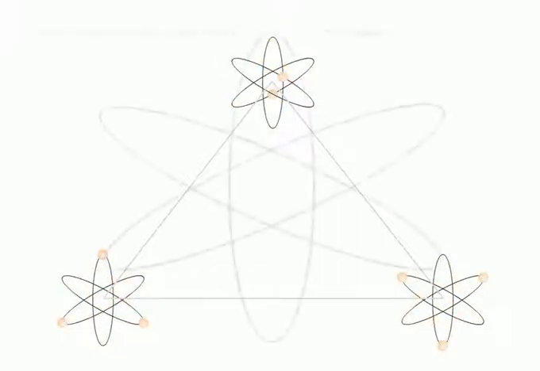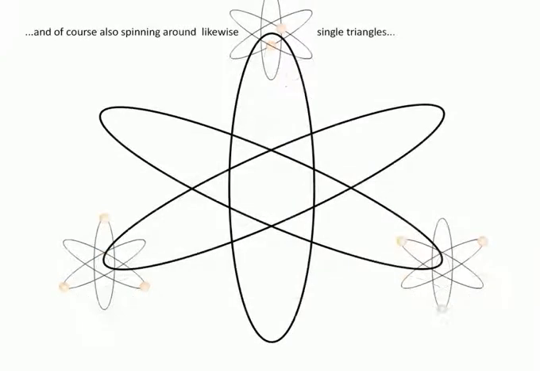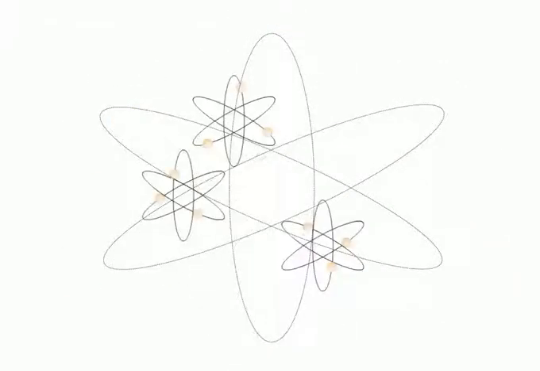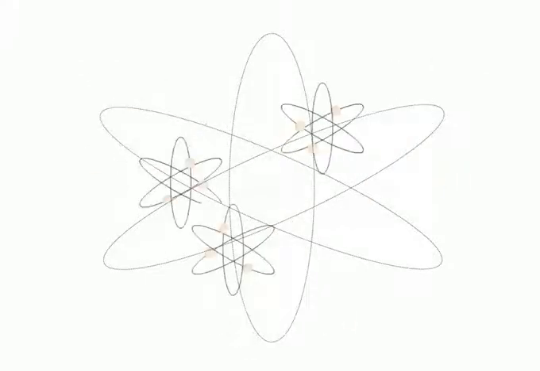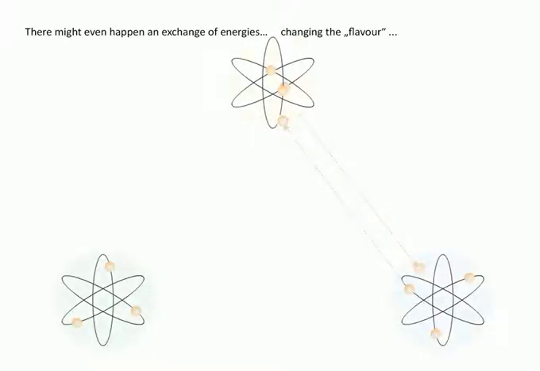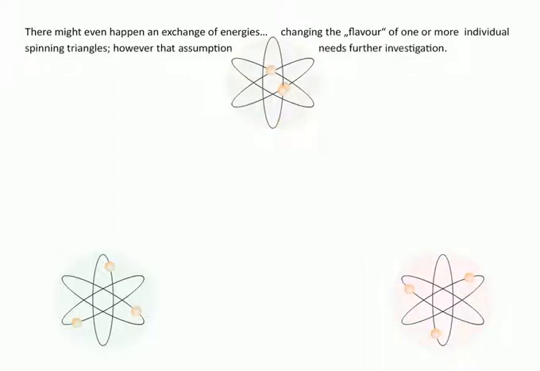all 3 spinning triangles are of course also spinning around, likewise single triangles, as visualized here. There might even happen an exchange of energies. Maybe changing the flavor of one or more individual spinning triangles, however, that only is an assumption, and needs further investigation.